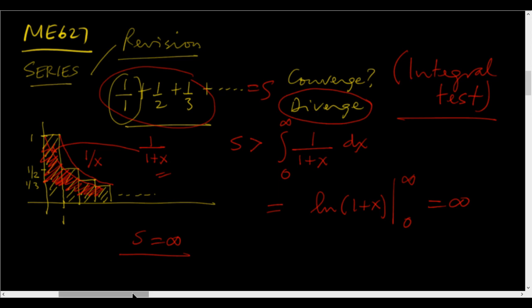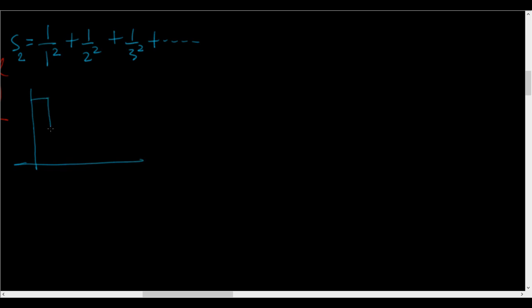Let us now look at another series. 1 over 1 square plus 1 over 2 square plus 1 over 3 square and so on. Let this be S2. So now by similar reasoning, there is 1 and then there is 1/4 and there is 1/9 and so on.